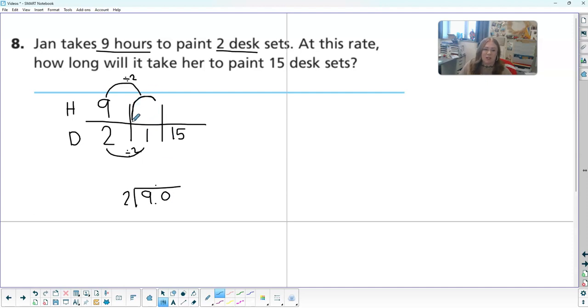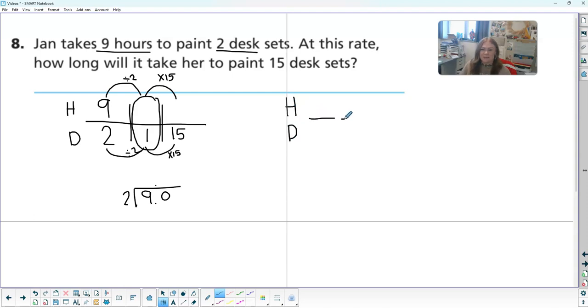Now I use my unit rate. This is just like those equivalent ratio tables we made. How do I get from 1 to 15? Do the same thing to this number. So if I times by 15 here, I need to times by 15 here. So that's the unit rate. If we apply the unit rate, if one desk takes this long, how many will 15 take? So the other way is we can use the ratio reasoning and set up our proportions.